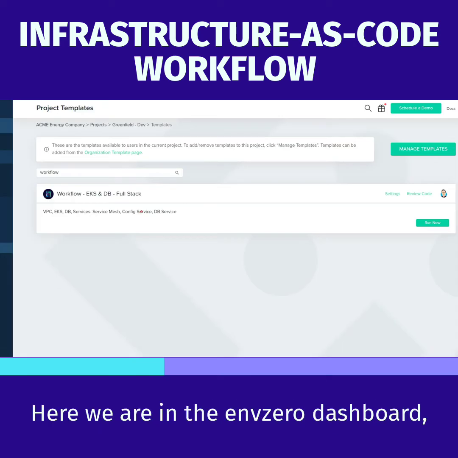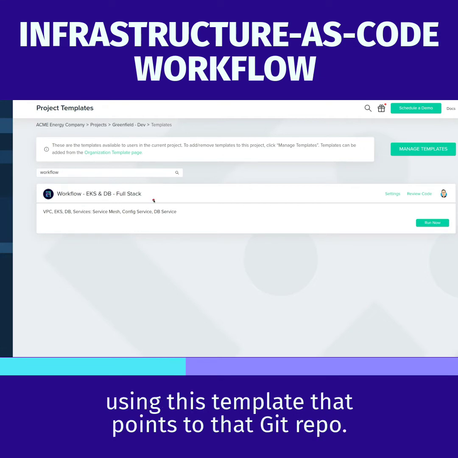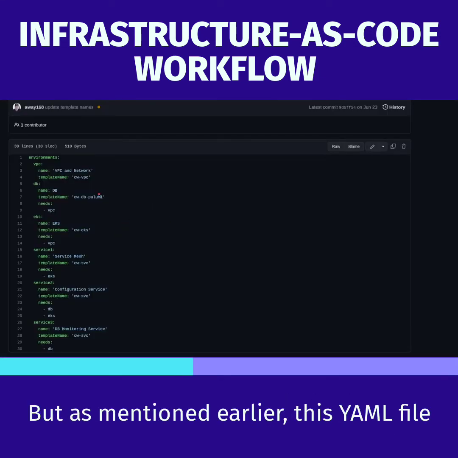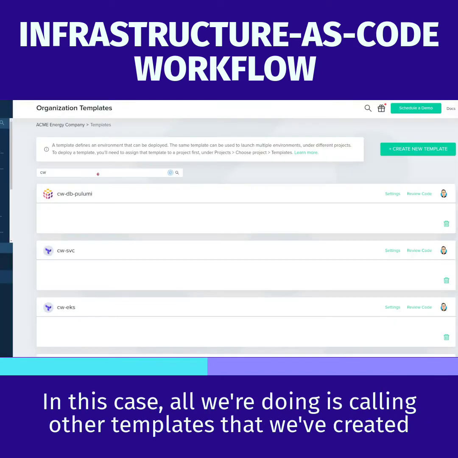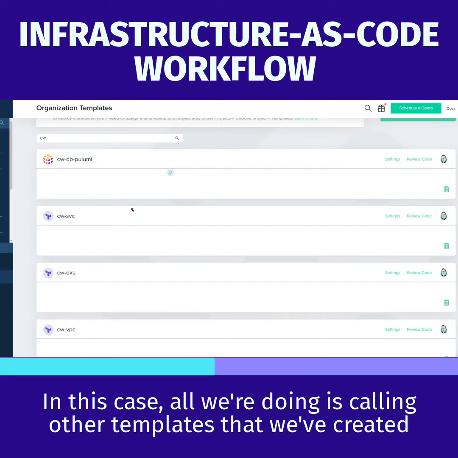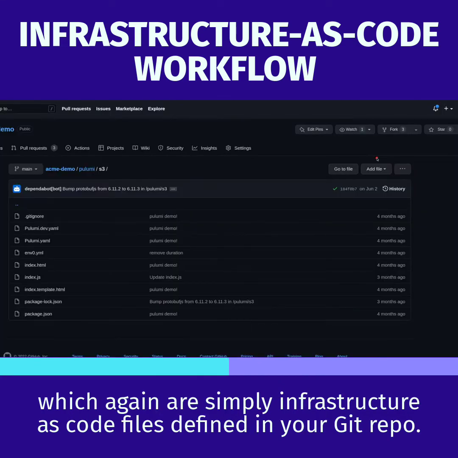Here we are in the env0 dashboard, and we're going to create a new deployment based on that YAML file using this template that points to that Git repo. But as mentioned earlier, this YAML file relies on other templates that we've defined. In this case, all we're doing is calling other templates that we've created, which again are simply infrastructure as code files defined in your Git repo.